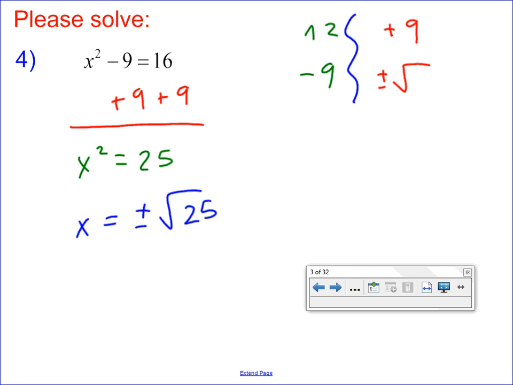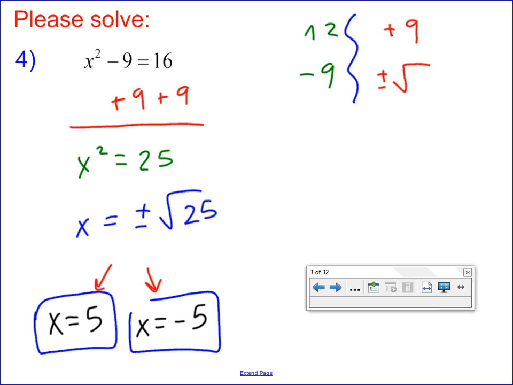So I know that x is given by the positive square root of 25. In this case, it does reduce to 5. And x is given by the negative square root of 25. That's negative 5. Moment of truth. Raise your hand if you had both solutions for number 4. The two answers, x equals 5 and negative 5. Way to go, you guys. That's awesome. Great work.